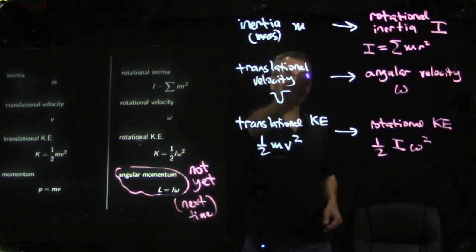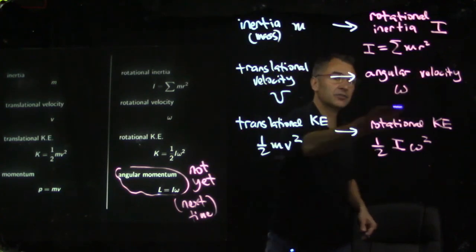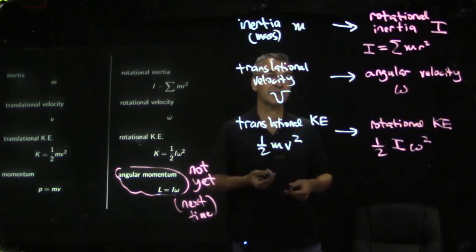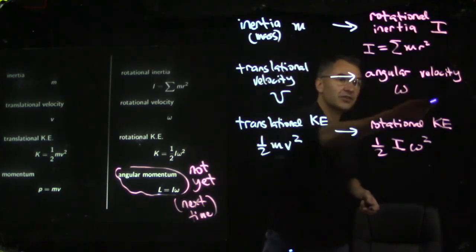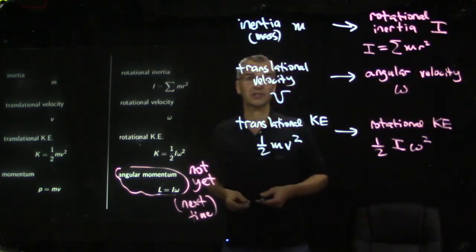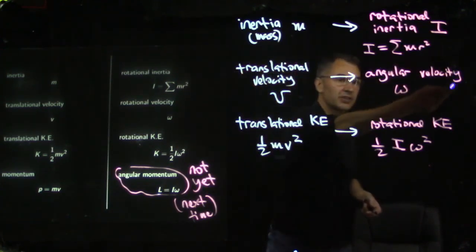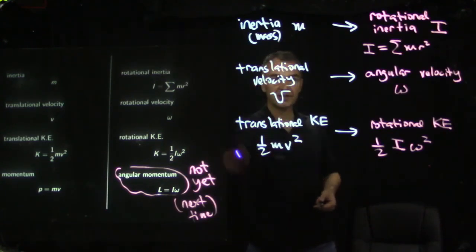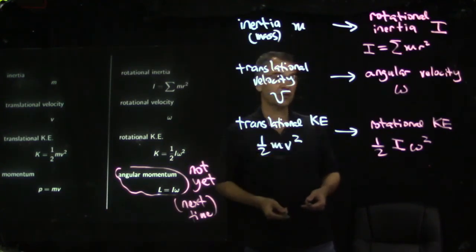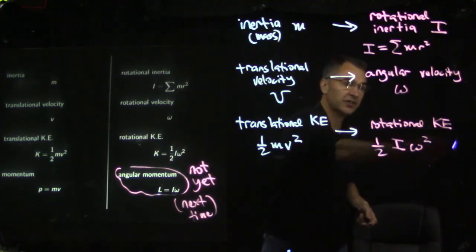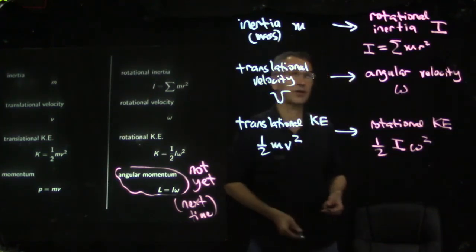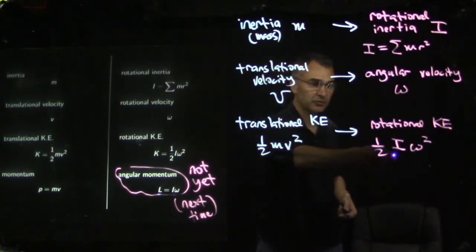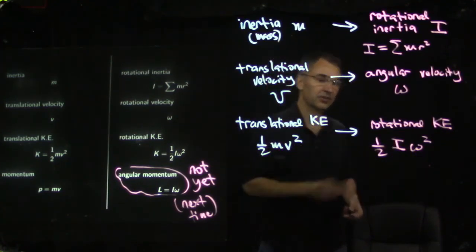This angular velocity is radians per second, which is also known as per second, because a radian is a dimensionless unit. Angular velocity is also sometimes called rotational velocity. So angular velocity and rotational velocity are two terms for the same thing, omega. We have translational kinetic energy, 1/2 m v squared. The rotational equivalent is rotational kinetic energy, 1/2 I omega squared. This is 1/2 inertia times velocity squared, and that is 1/2 rotational inertia times angular velocity squared.